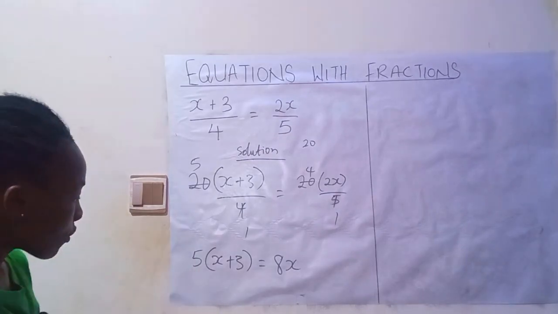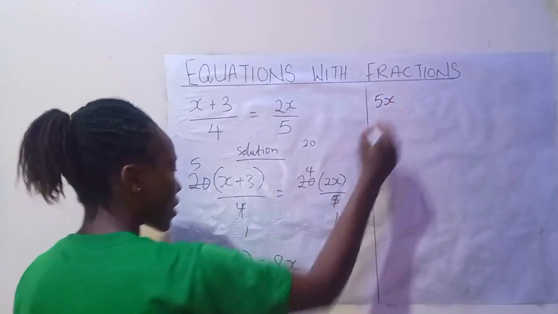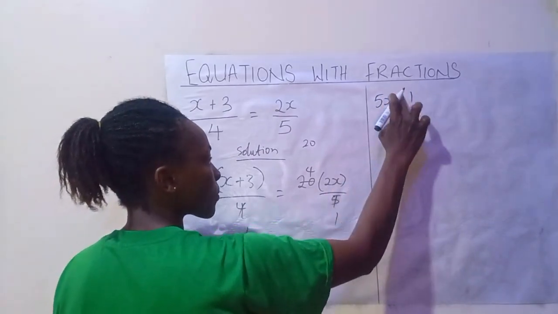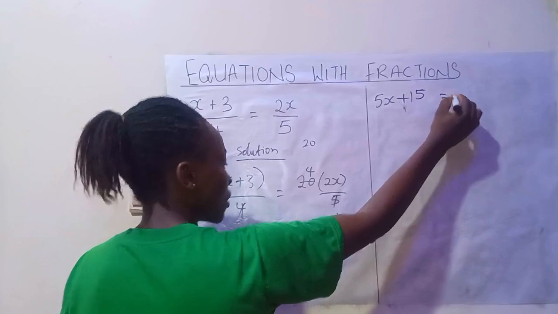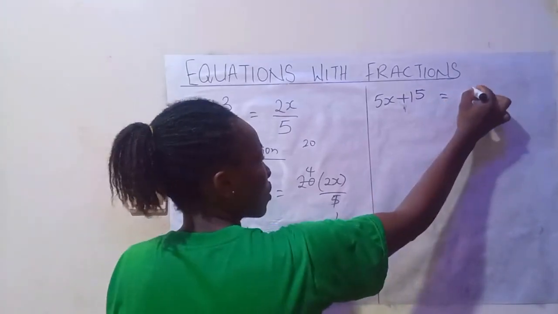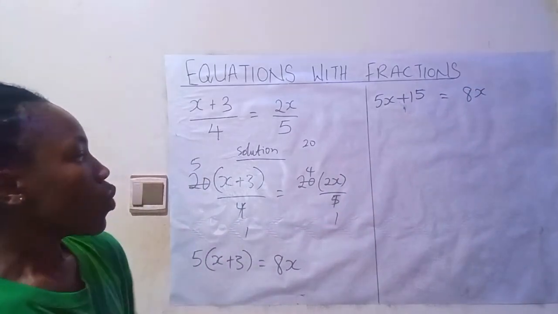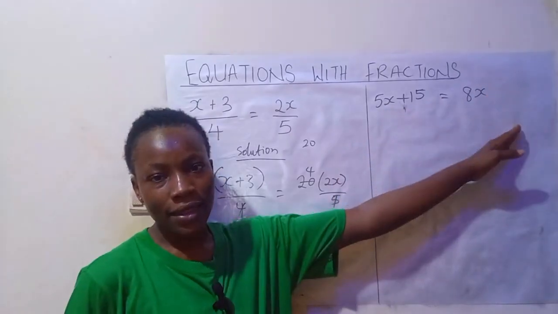So we are going to have 5 times x will give us 5x. 5 times 3 will give us 15. 15 equals 8x. Now, we are going to move 5x to this side.